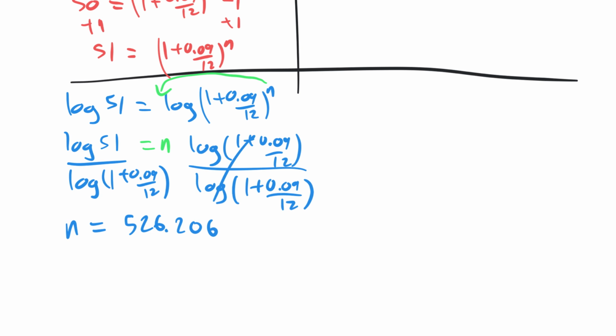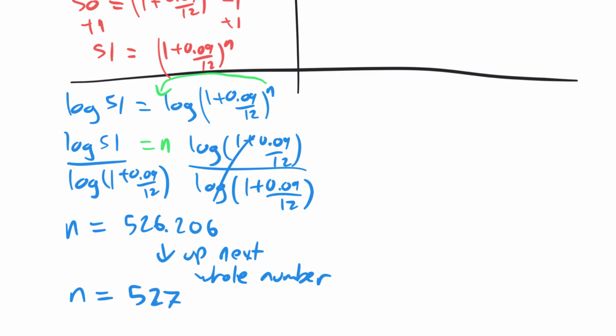526.206. Now again, we said we wanted to be a millionaire. So if we only did 526 investments, we would be slightly under $1 million, and that's no good. So because we want to be a millionaire, we have to go up to the next whole number, which means we need to make a total of 527 investments. So it's going to take 527 months, which if you took that and divided it by 12, because most people don't think in months, this would be 43.916, so almost 44 years.